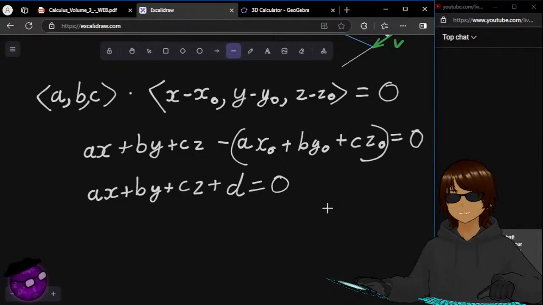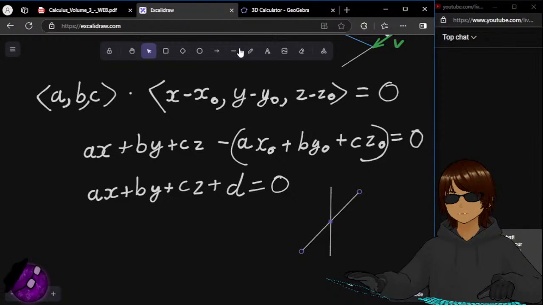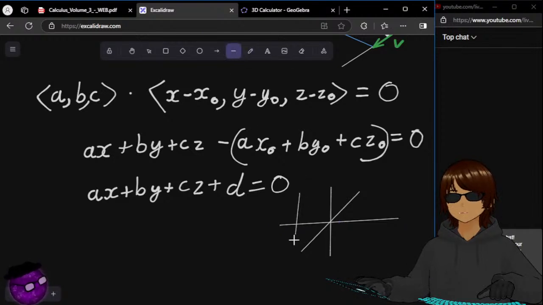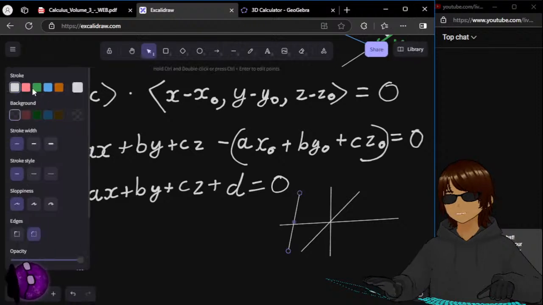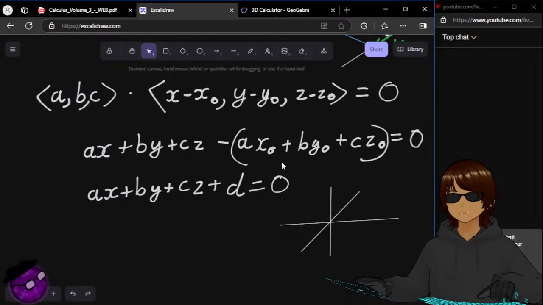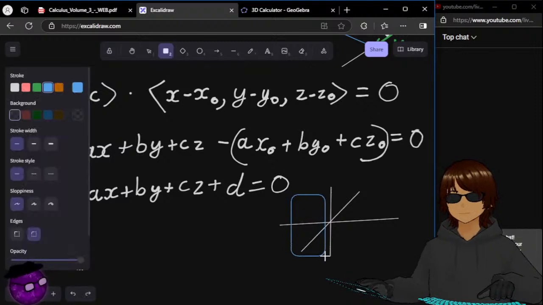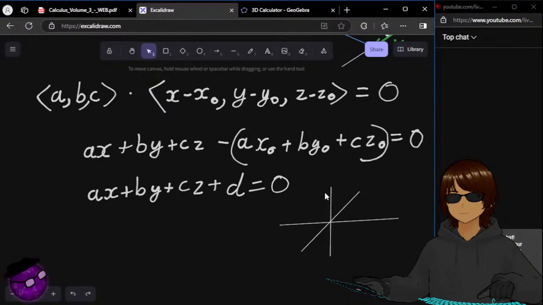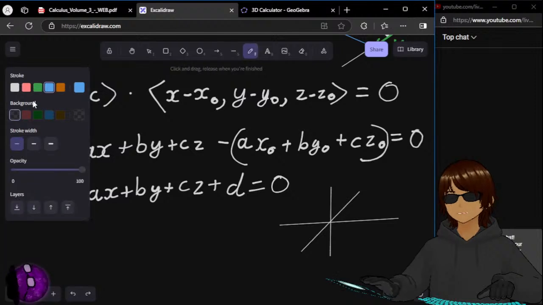So if you have a 3D graph like this, I'm just making an axis. Drawing in 3D is very difficult. If you have a 3D plane, I can draw shapes, right? Anyways, let's just do it like this.